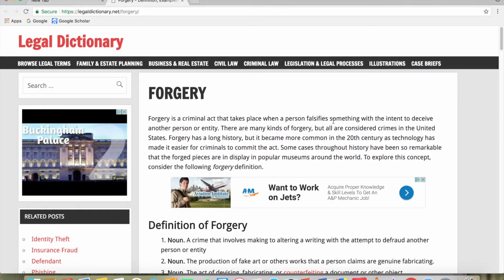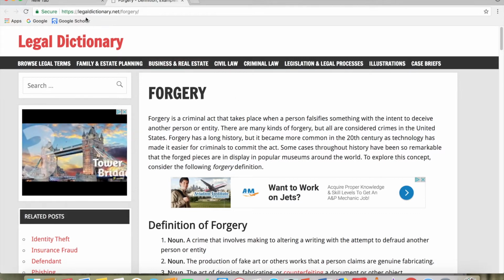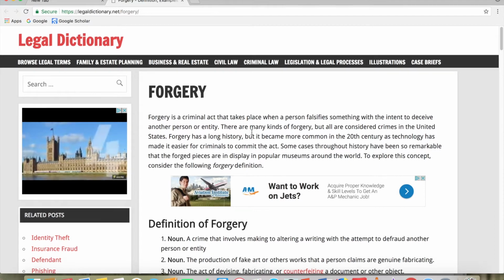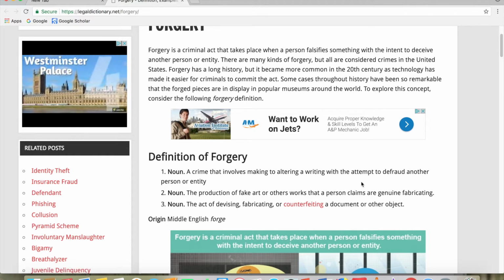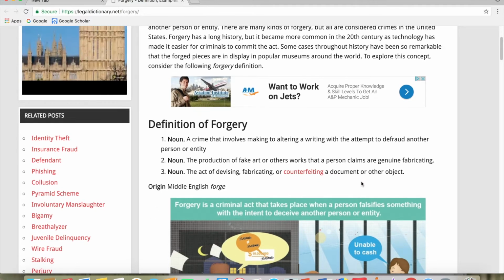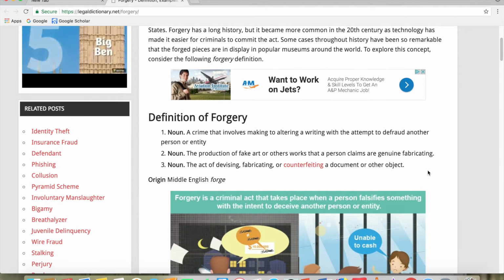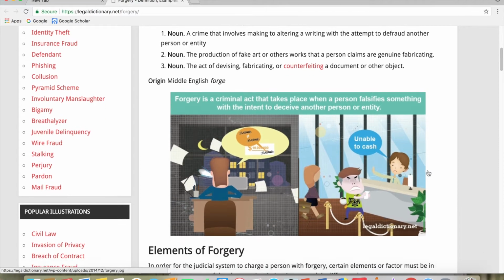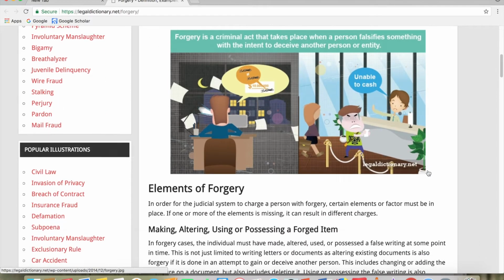Before we go to the next hypothetical, I'd like you to look at this particular page. I will put the link below. But I want you to look at the fact that forgery has a really long history, and there are three types of forgery or definitions. So this page does a very good job of discussing forgery.